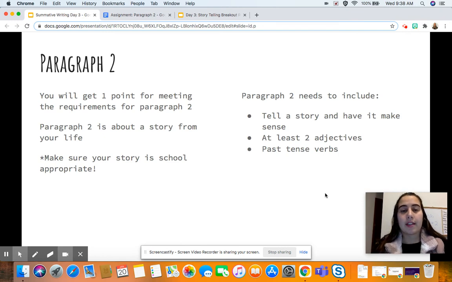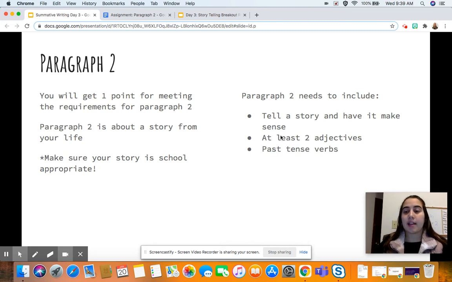So today we're focusing on paragraph 2. So remember, like I was saying, you get 1 point for each paragraph. So paragraph 2 is about a story from your life. Just so you know, the story does need to be school appropriate. And your paragraph needs to tell me a story, and it needs to make sense, right? You need to tell me about 1 story, not 5 stories, not something that I'm reading and I'm like, what is happening? What's going on? It needs to make sense, right?